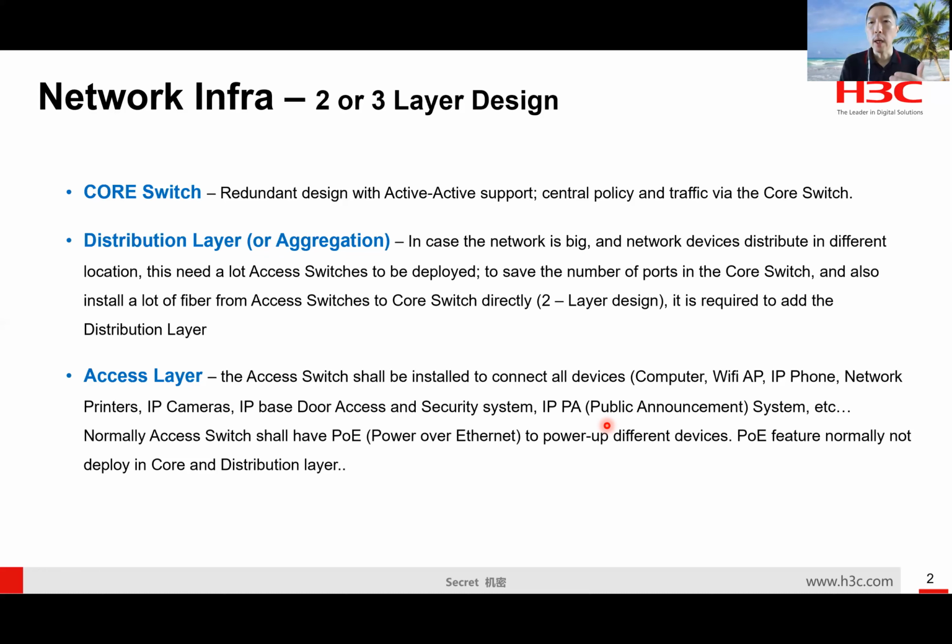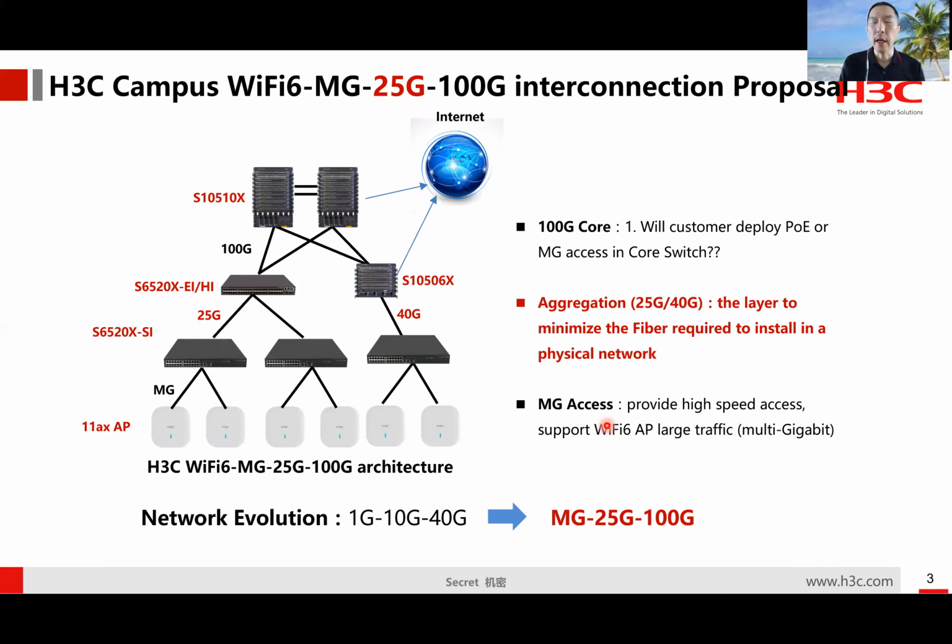So here, I'm going to share the slide with you. This is a quite typical network infrastructure in most cases. We are talking about network evolution, right? From 1 gig to multi-gig access, the uplink from 10 gig will move to 25 gig or even 40 gig. The core, maybe from 40 gig, we will migrate to 100 gig.